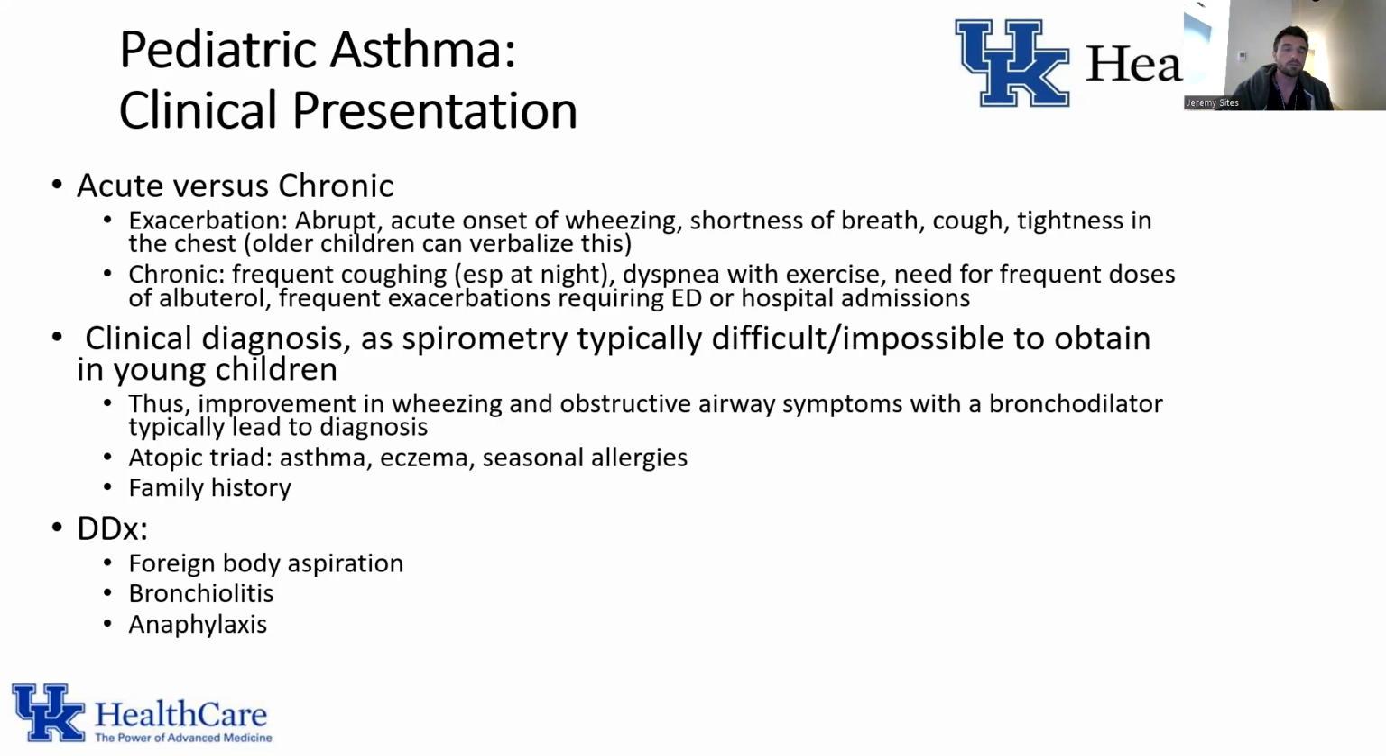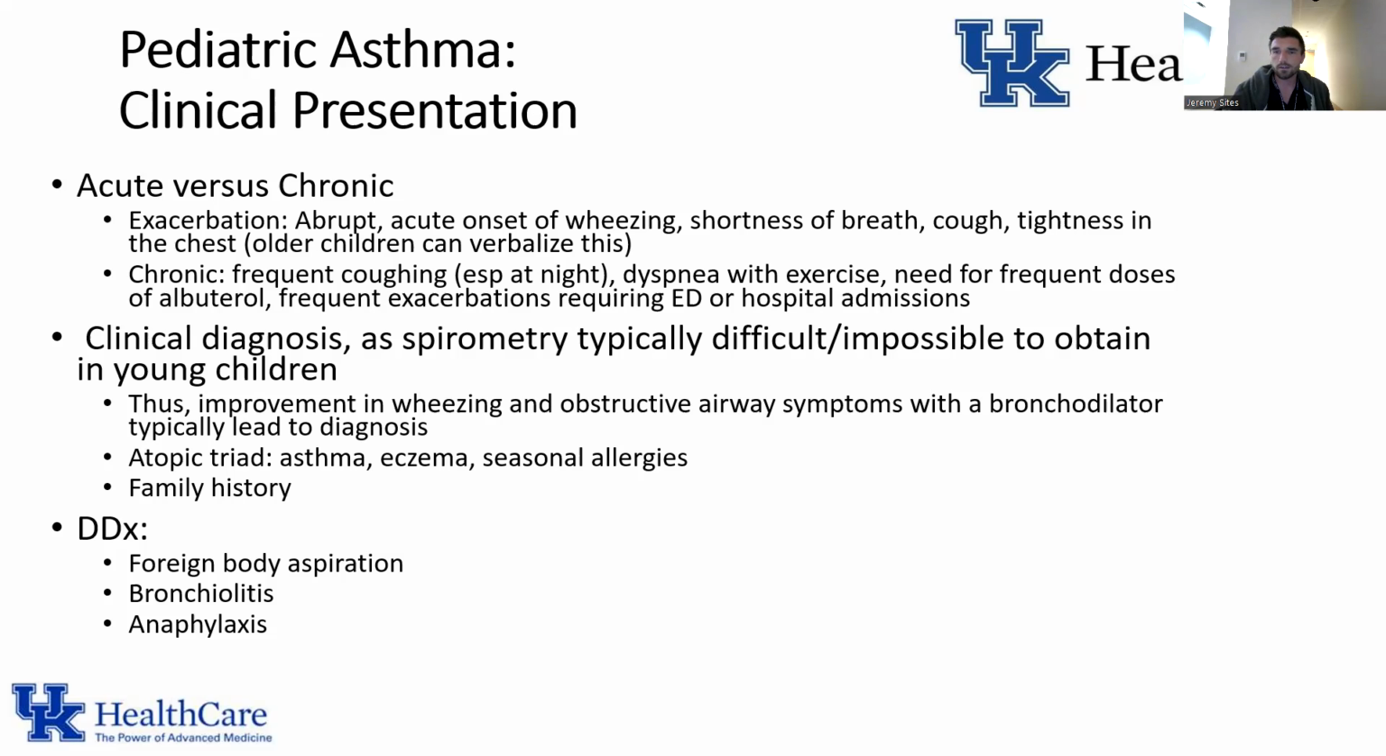Contrast this with a child who has chronic asthma. Signs, symptoms of that may be frequent coughing at nighttime, shortness of breath when they exercise, needing to use their rescue albuterol inhaler frequently, a sign that their asthma is not adequately controlled, or frequent exacerbations requiring ED or hospital admissions. That may be a sign that chronically their asthma is not well controlled.